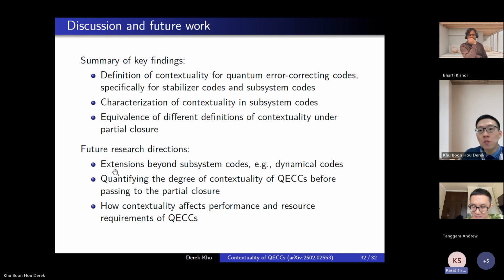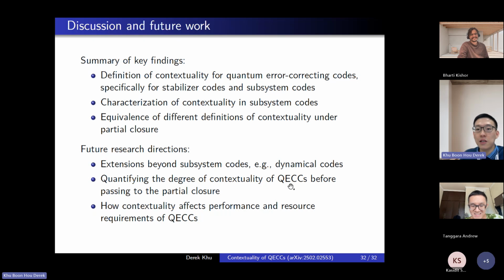I have a few questions. I just wonder how we can interpret the contextuality in the context of quantum error correction. How does it help us understand?